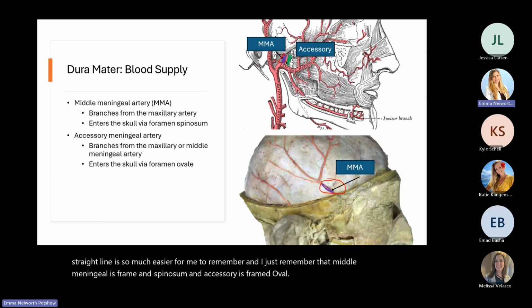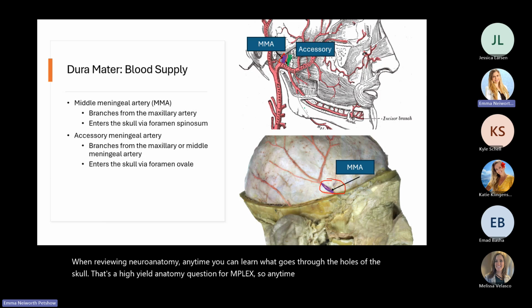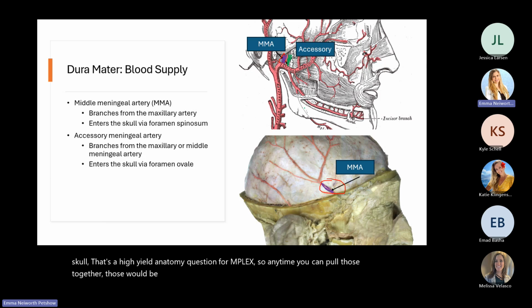When reviewing neuroanatomy, anytime you can learn what goes through the holes of the skull, that's a high yield anatomy question for NPLEX. So anytime you can pull those together and loop those pieces together, those would be high yield things to study for anatomy. Really important.